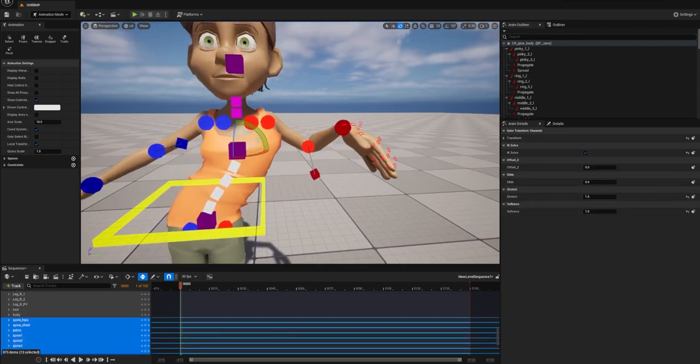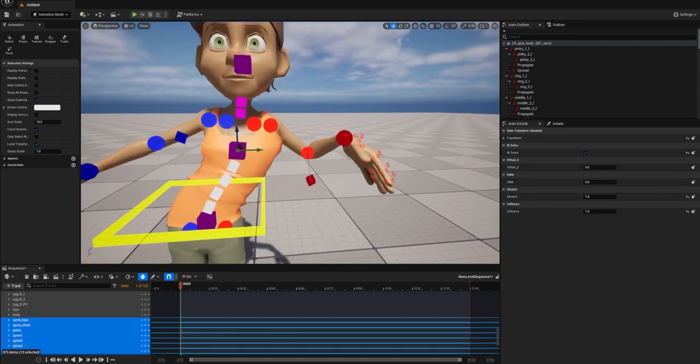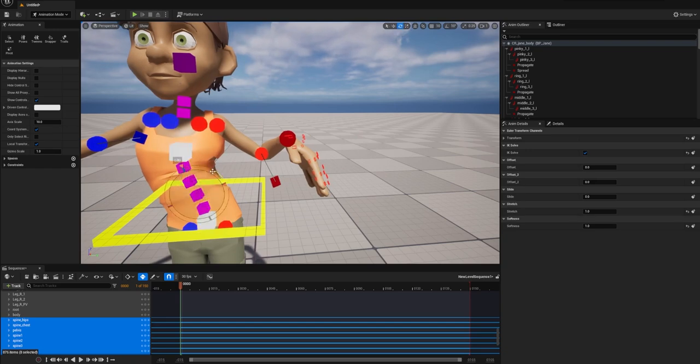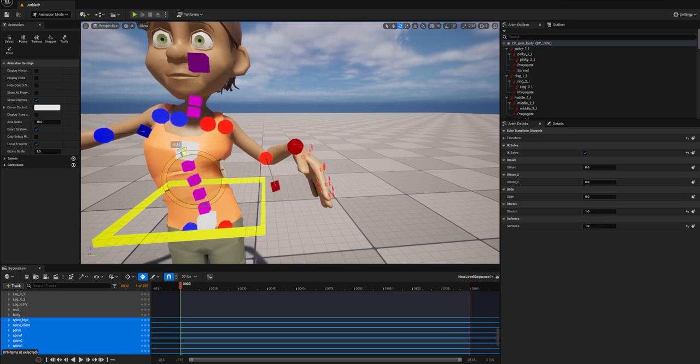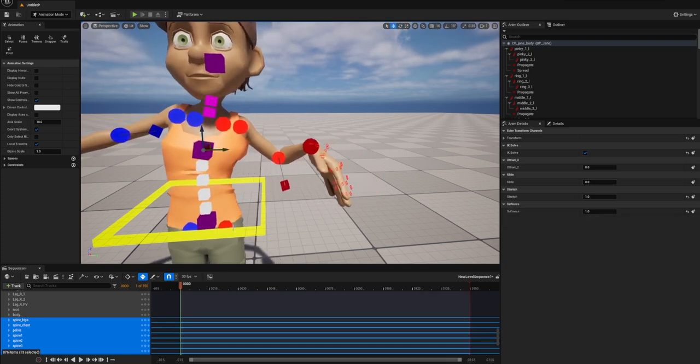So I also did that for the spine, where I can manipulate my spine in IK. But if I grab one of those controls, I can also rotate it as an FK chain. So this rig can be both IK and FK at the same time.